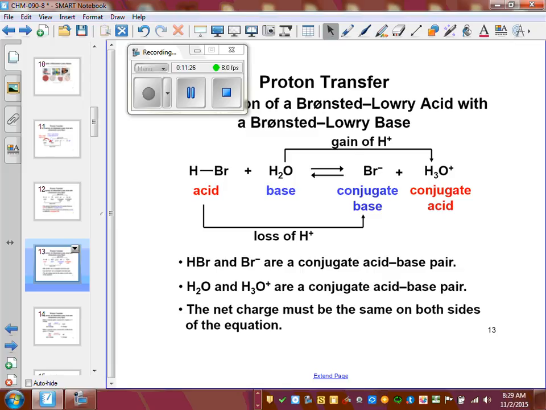We call the HBr and Br minus a conjugate acid-base pair. H2O and H3O plus are conjugate acid-base pairs. So this is one pair, this is the second pair. Notice the net charge on both sides is the same. On the left it's 0. On the right we have a minus and a plus, which is 0.